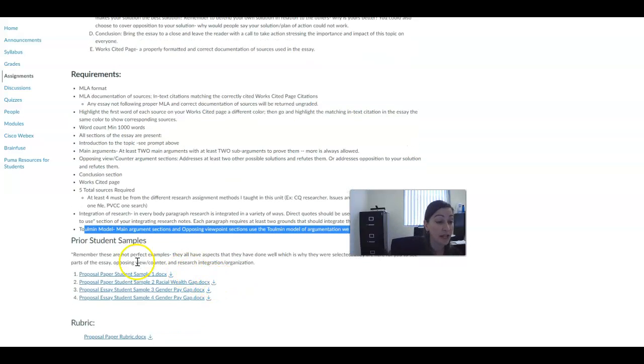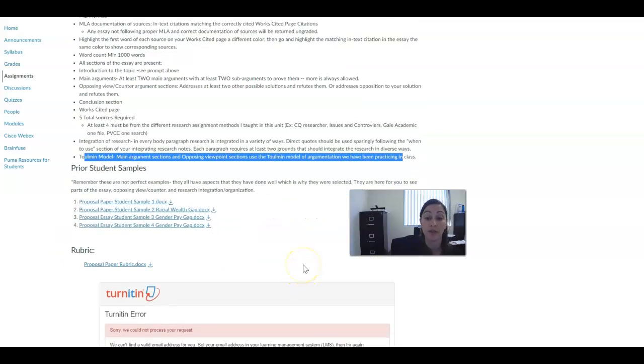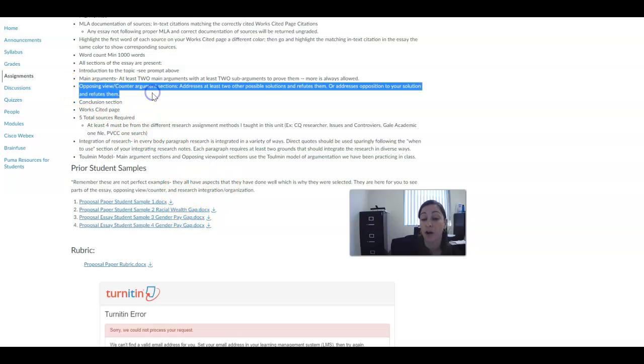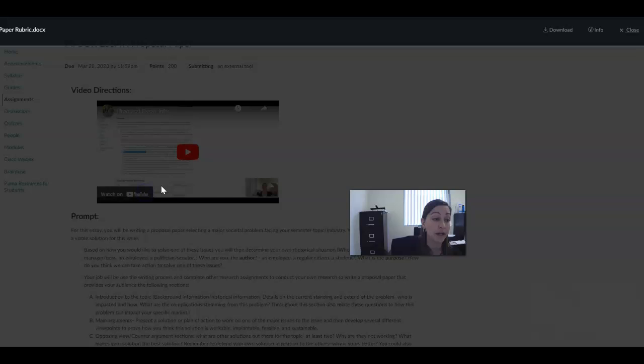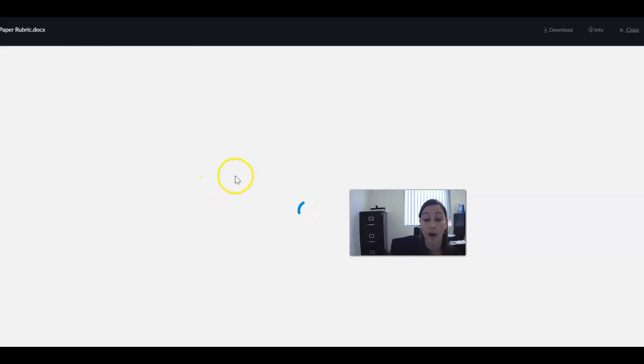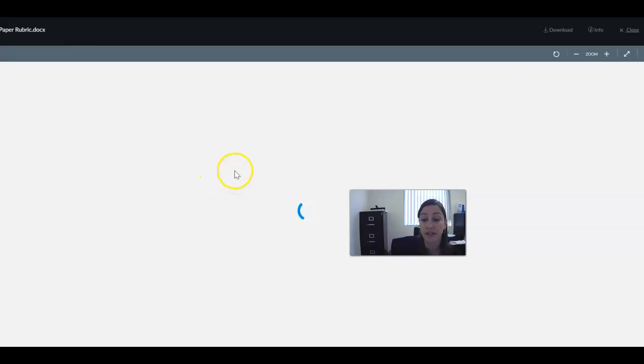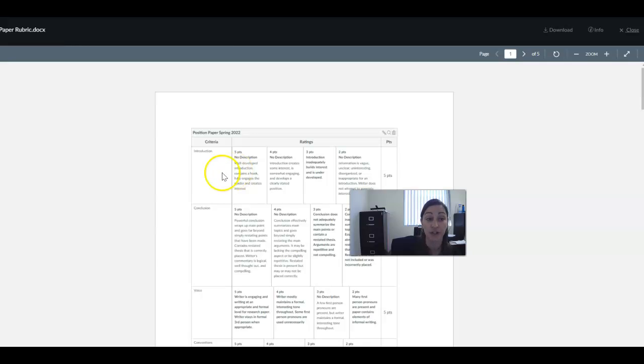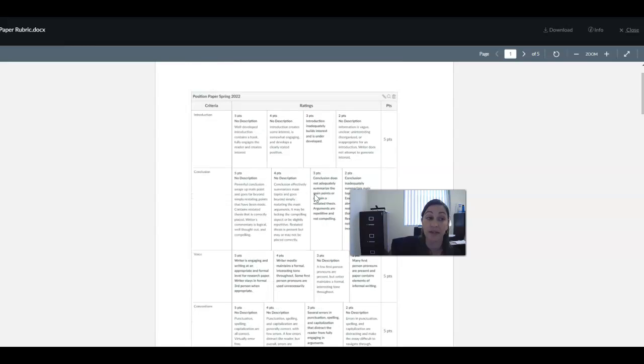Okay. The last little section is then your prior student samples, so you can kind of look at those and see the parts of the essay. Specifically, most students say that that opposing view and counter argument section is one of the hardest. So read through your peer samples and see how did they approach those paragraphs, and that will kind of help you to be a model for your own. Lastly, we have our rubric, which walks you through the different parts of how I'm grading it. You can always come here and use this as a way to grade yourself. And kind of give yourself a score in each category and see where you end up.